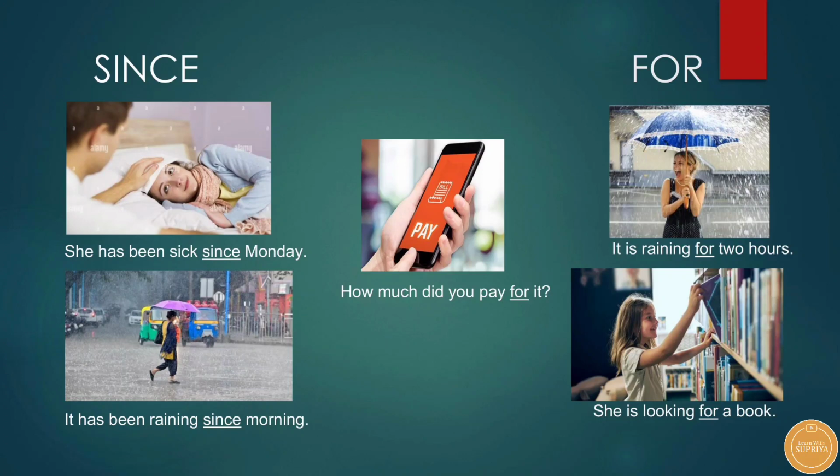Now, the preposition for. For refers to specific periods of time: days, hours, months, etc. It can be used with all tenses. Like, how much did you pay for it? It is raining for 2 hours. She is looking for a book.